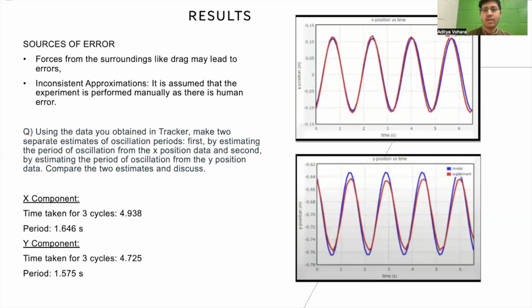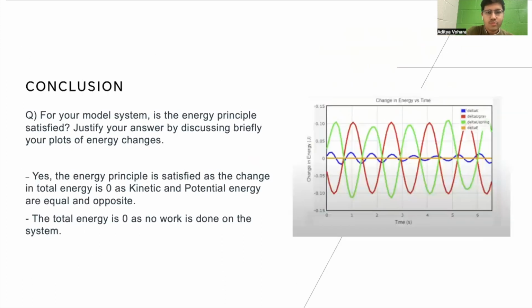Using the data, here a question asks about estimating the period of oscillations in both x and y axis. So in the x-axis, the total time taken for 3 cycles was 4.938 seconds, and hence the time period was 1.646 seconds, which was found by dividing the total time taken by 3. For the y component, the time period is 1.575 seconds.